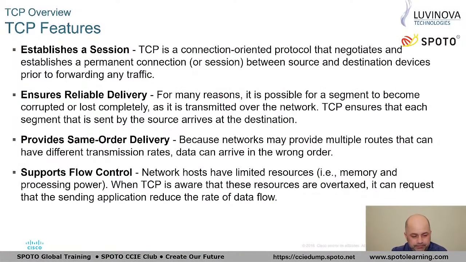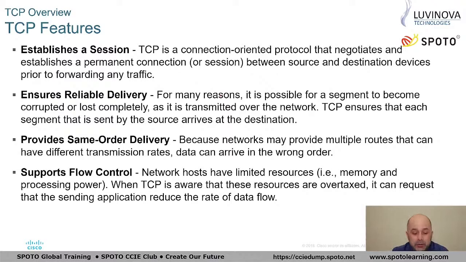So, TCP overview. TCP features. Establish a session. TCP is a connection-oriented protocol that negotiates and establishes a permanent connection, or what we also call a session, between source and destination devices prior to forwarding any traffic. So whenever an application opens the channels, it establishes the TCP session and keeps it established until the destination receives all the information from the source. When the destination acknowledges that the whole data arrived, the session is terminated.